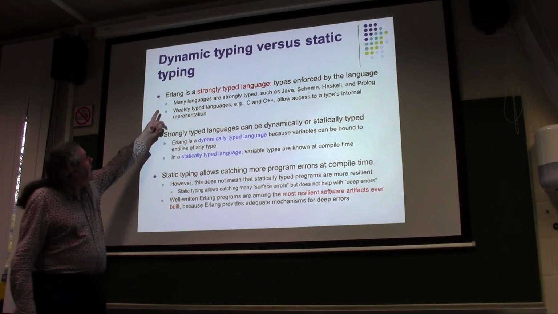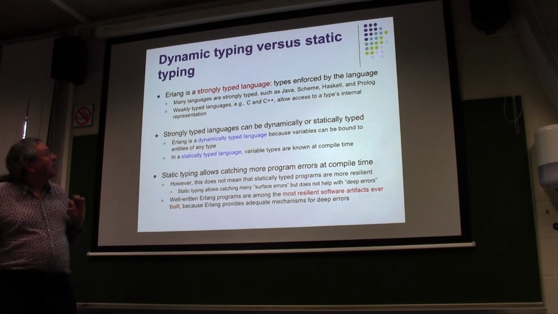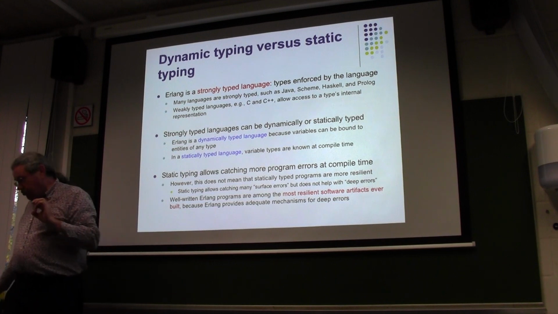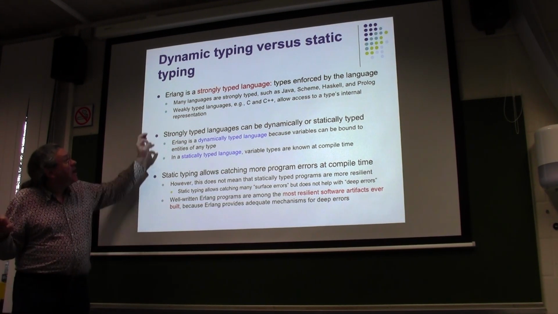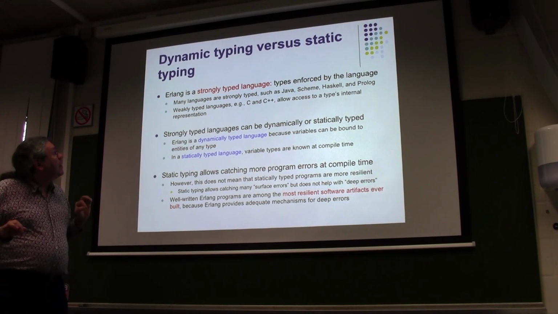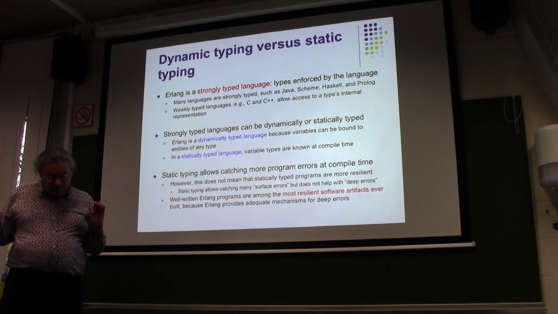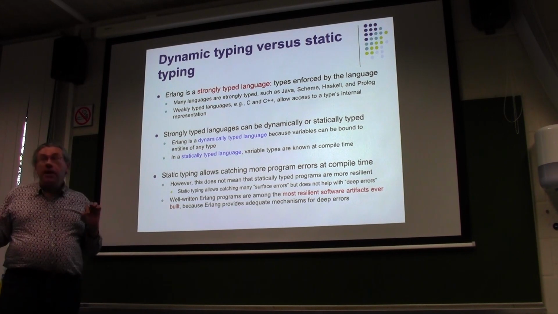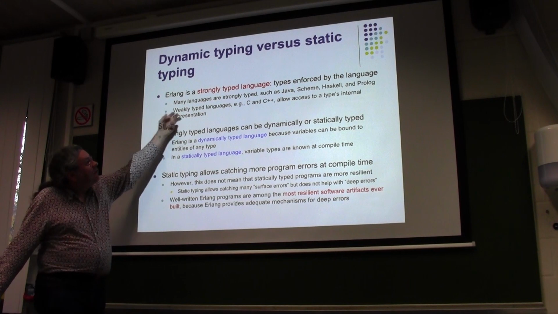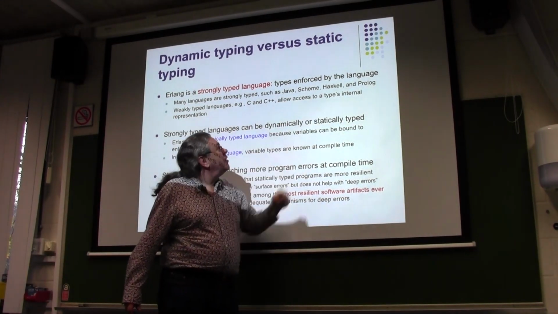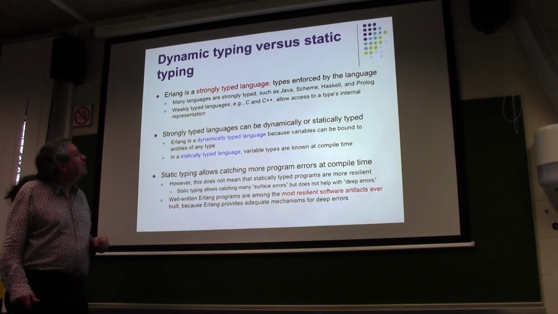So first of all, Erlang is a strongly typed language. What that means, so there's two kinds of languages, strong type and weak type. Strong type means the types are enforced by the language, that you cannot break the type scheme in a program running in the language. And many languages do that, of course. Java, Scheme, Haskell, and Perl are all strongly typed.